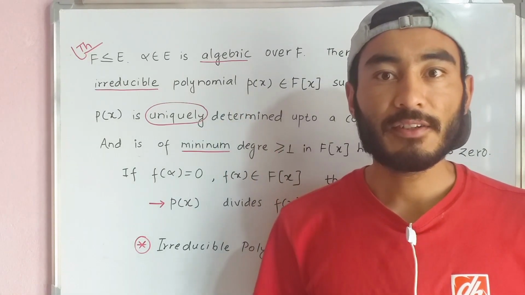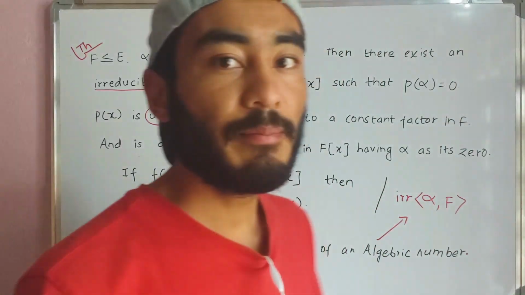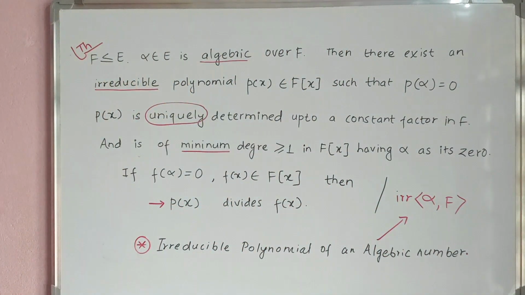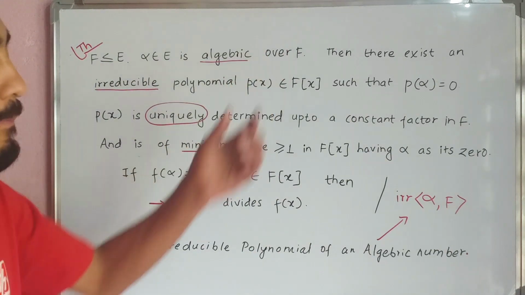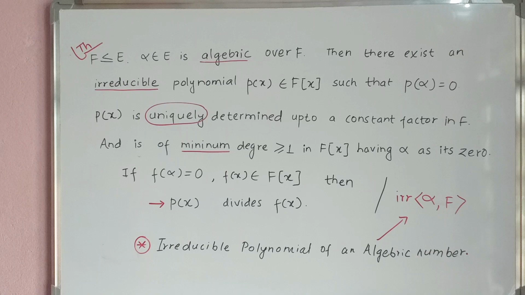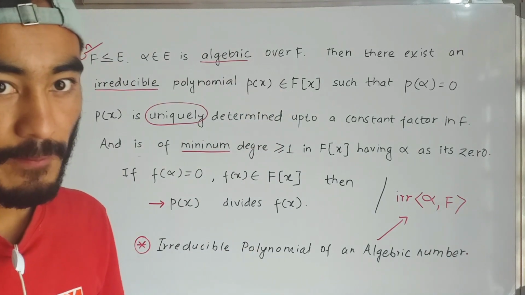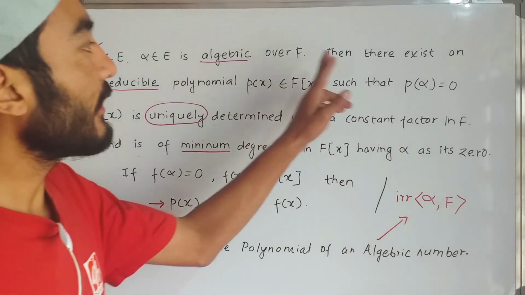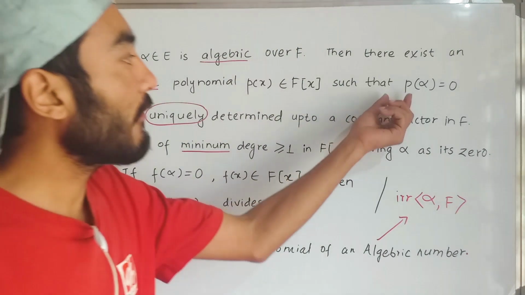Hi guys, this video is on an irreducible polynomial of an algebraic number. Let E be an extension field of F, where F is also a field, and let alpha of E be algebraic over F. This theorem guarantees an irreducible polynomial in F[x] with zero alpha. It states that then there exists an irreducible polynomial p(x) in F[x] such that p(alpha) equals 0.